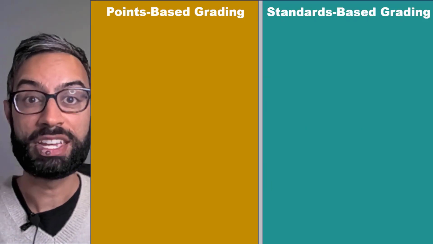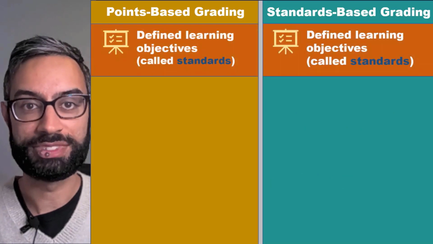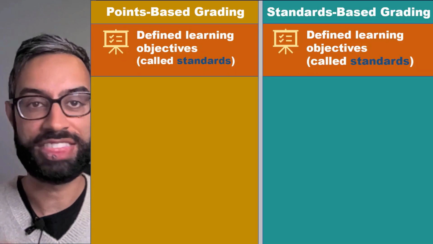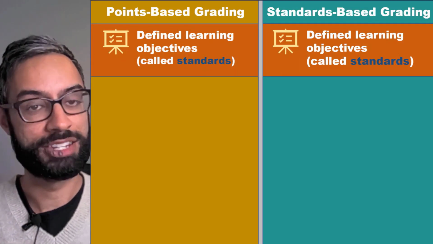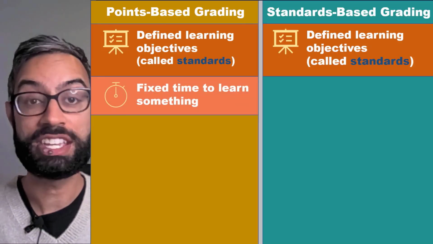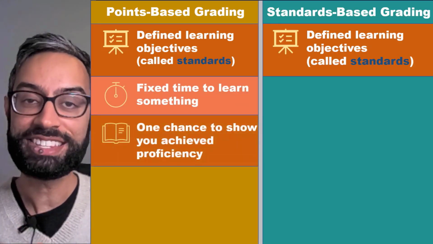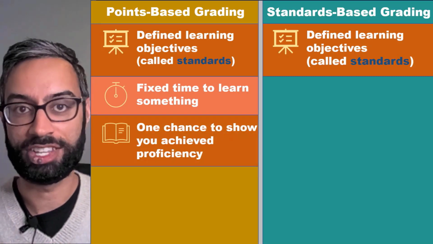How does a points-based grading system compare with a standards-based system? In both systems, instructors start with a set of learning objectives, things that they want students to be able to do, and I'm going to call these standards. In a points-based system, students have a fixed amount of time to learn something before they get tested on it. And on the test, they have one opportunity to demonstrate that they are proficient at those skills.